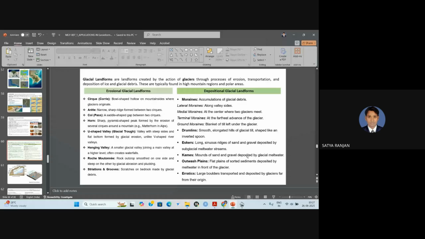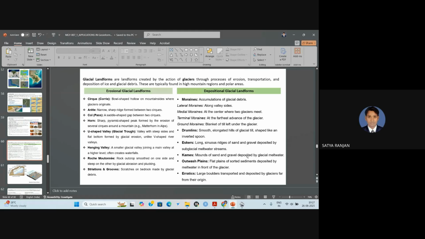And glacial landforms are created by the action of glaciers through a process of erosion, transportation, and deposition of ice and glacier debris. Some examples of erosional landforms in glacier areas are cirque, arete, col, horn, U-shaped valleys, hanging valleys, roche moutonnees, and grooves. These are the erosional landforms.